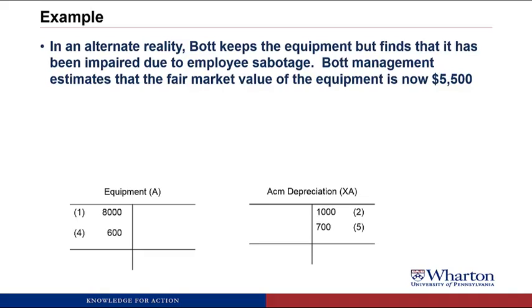Here are the equipment and accumulated depreciation T accounts to this point. I'll put up this pause sign, and you can try to take a stab at doing the journal entry for an impairment.